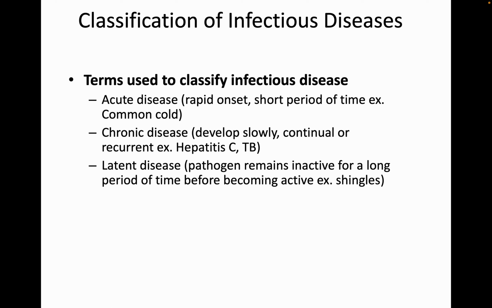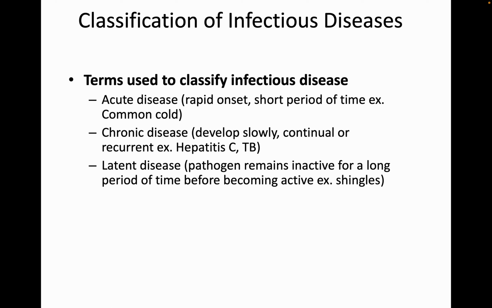Terms used to classify infectious disease. Acute disease is probably what we think of most when we picture disease. It's rapid onset and takes a short period of time, something like the common cold or the flu. Chronic disease develops slowly. It's continual or recurrent, something like hepatitis C or tuberculosis.